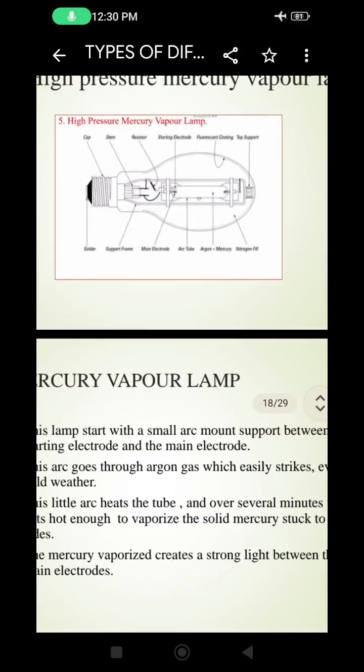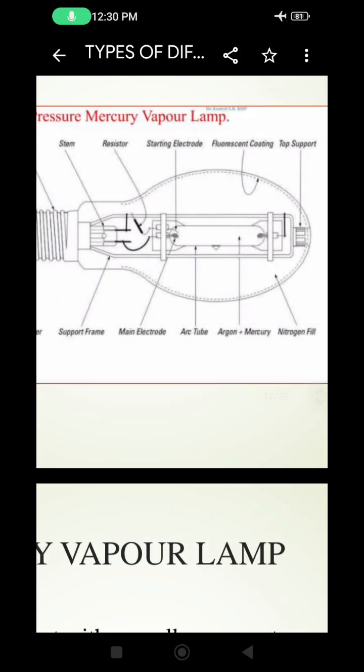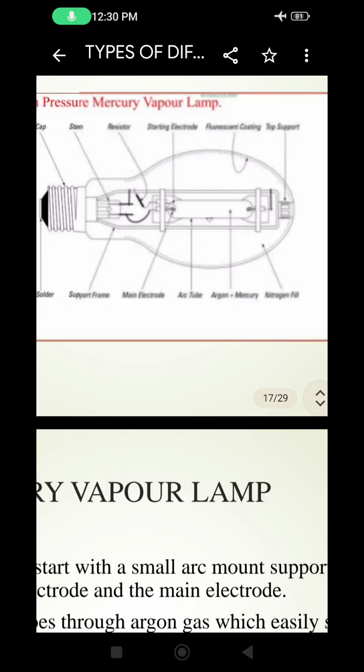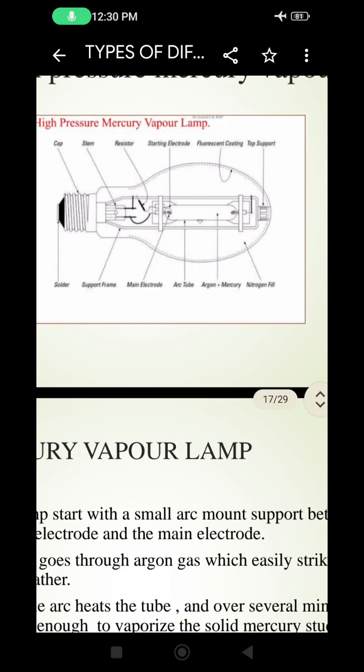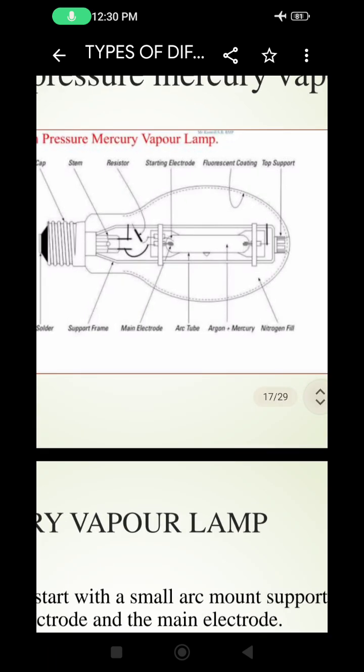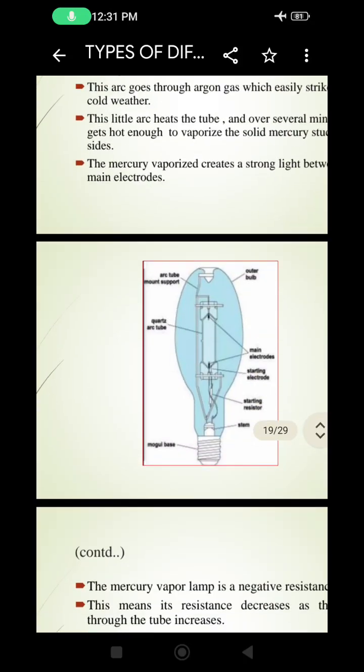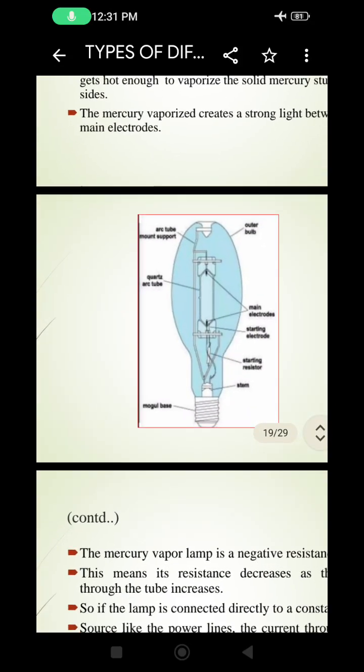This is the arc tube that is shown here. This is the place where argon and mercury will strike, and in the other places nitrogen is filled. The fluorescent coating is seen on the bulb like this. And this is another image of that.